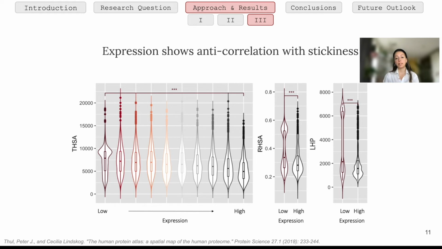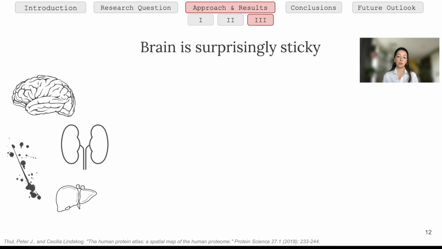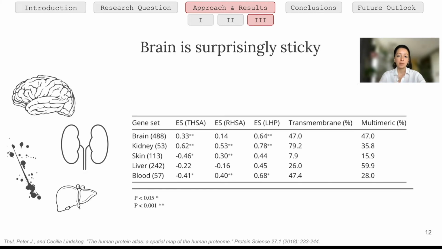Interestingly, the proteins that do not follow the general trend, for example, those that are highly expressed while having large THSA, RHSA, and LHB values, are typically protein subunits assembling large multimeric complexes. In such complexes, the proteins are likely to be stably bound and are hence able to shield the hydrophobic surfaces from the solvent.